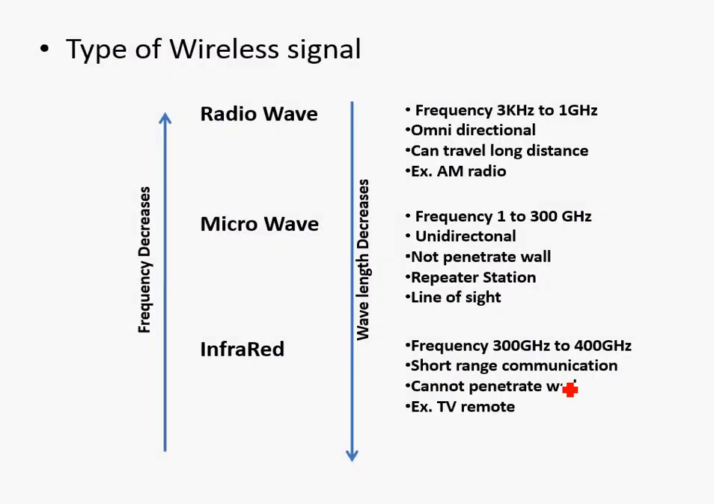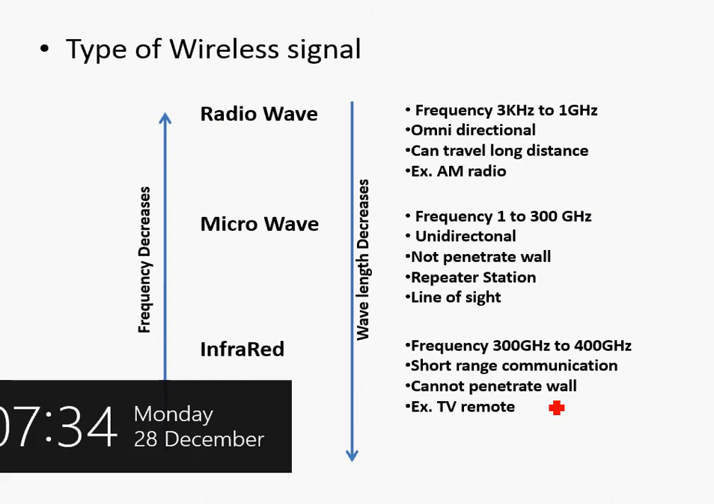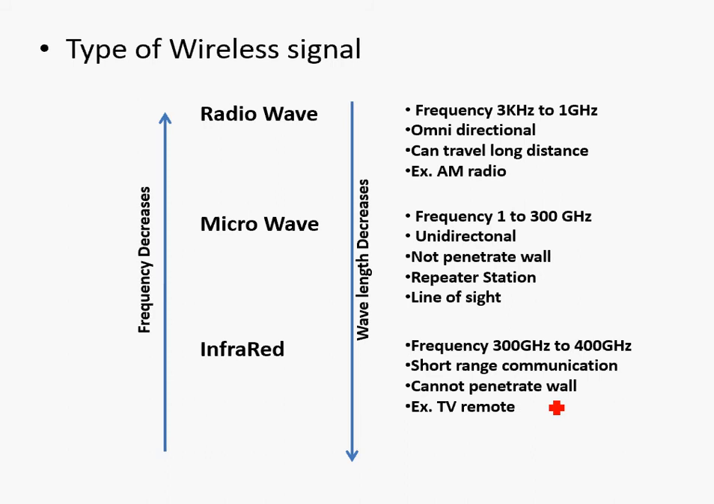It is short range communication and cannot penetrate walls. An example of infrared is the TV remote; we use infrared radiation in a TV remote. Now next is microwave. The frequency range for microwave is 1 to 300 gigahertz. Microwave is unidirectional and will not penetrate walls. A repeater station is used in microwave. Line of sight is there in microwave.